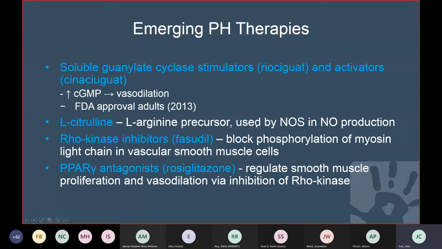L-citrulline, which is an L-arginine precursor used by NOS in production of nitric oxide, and fasudil, a rho kinase inhibitor, blocking phosphorylation of myosin light chain in vascular smooth muscle cells. And rosiglitazone, the PPAR gamma agonist, regulates smooth muscle proliferation and vasodilation through Rho kinase.